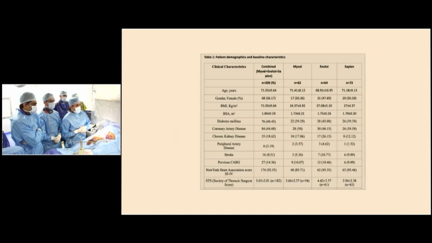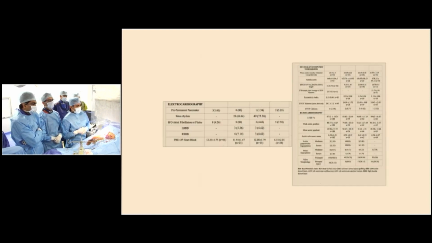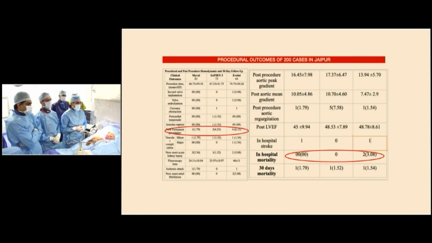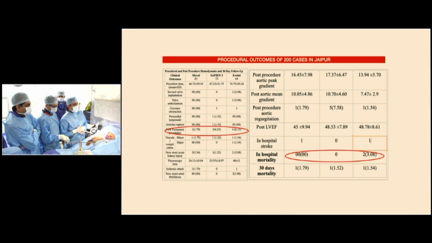Next one. This is our analysis of 200 cases done at Jaipur. All 3 valves: Myval, Evolut, Sapien. Not a huge difference, almost comparable outcome in all the valves. We had 2 deaths in the self-expandable valve, and that's because one had a sepsis and one patient required an emergency open heart surgery.